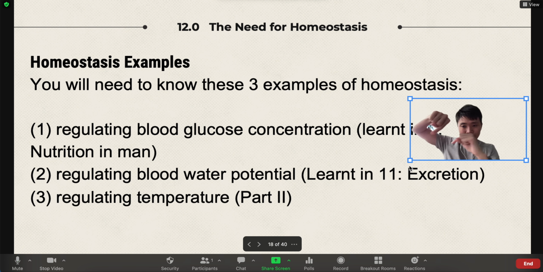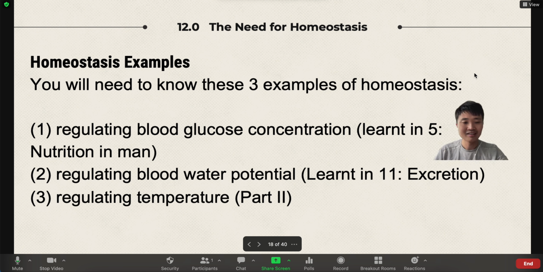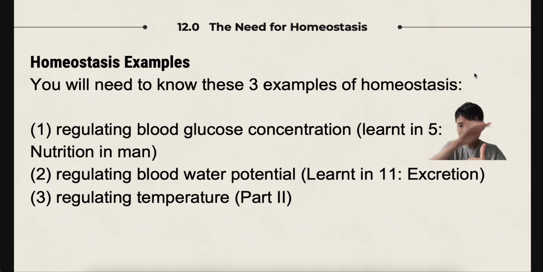The first two, you have already learned before. Number one, how to regulate blood glucose concentration, to maintain it at a good level. That's your first example that you must know. You learned it before already, actually. Number two, how to regulate your blood water potential. You've learned this in excretion. So maybe after the holiday, you come back and forget a bit. Now's the time to revise.